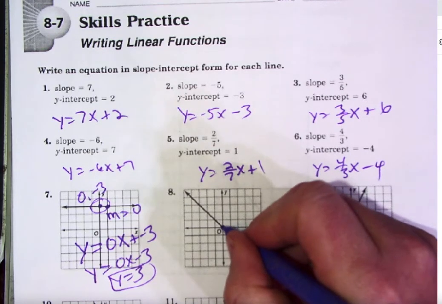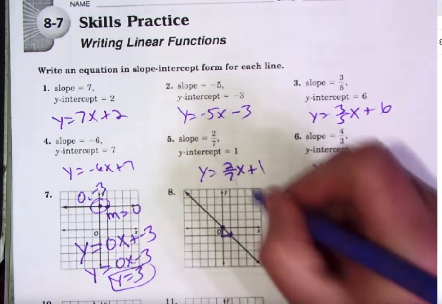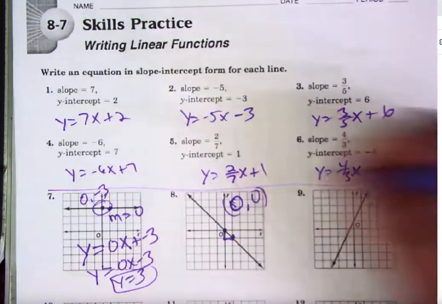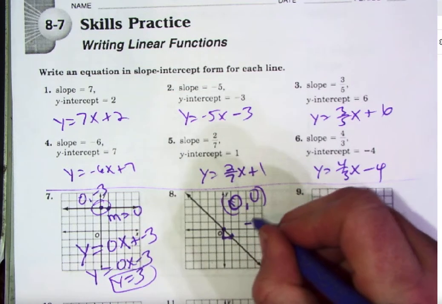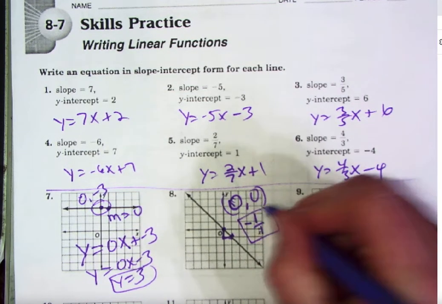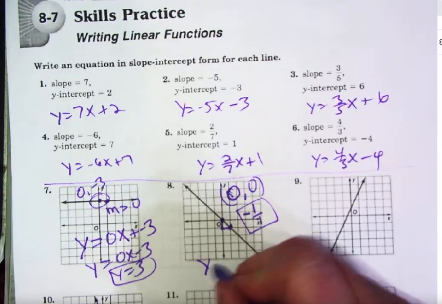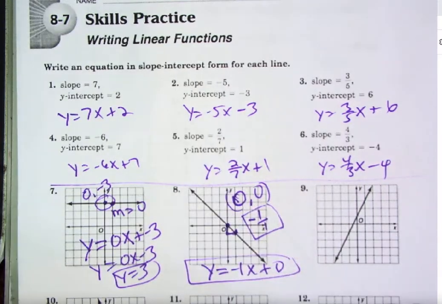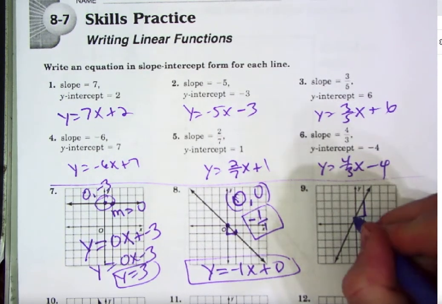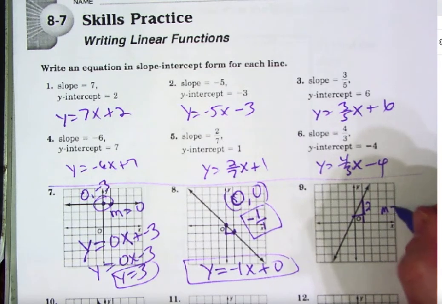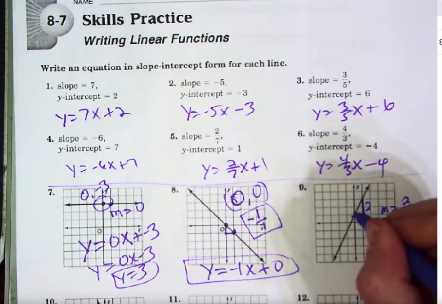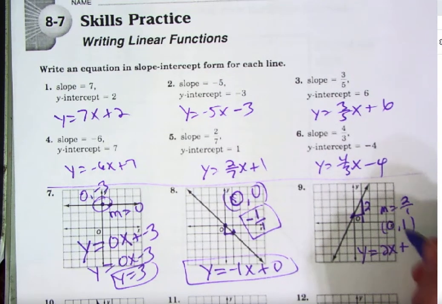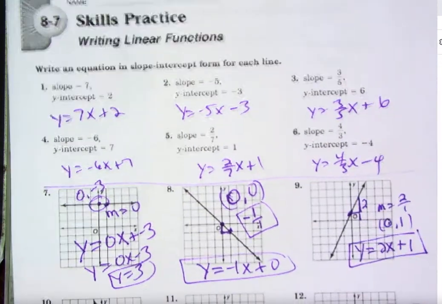Again, I have to find the slope. I can see the y-intercept is at the point (0, 0), and our slope is 1 over 1, but it's negative because it goes down. So the equation is y = -1x plus the y value of the y-intercept. Here, same thing: find the slope. Positive slope, 2 over 1. Our y-intercept is here at (0, 1). So the equation is y = 2x + 1.